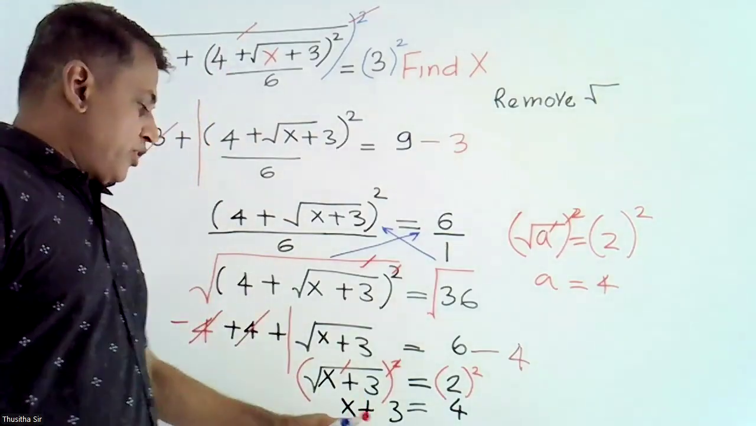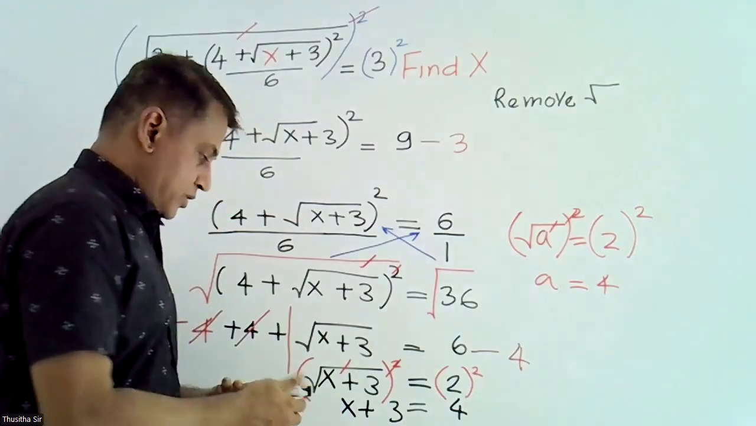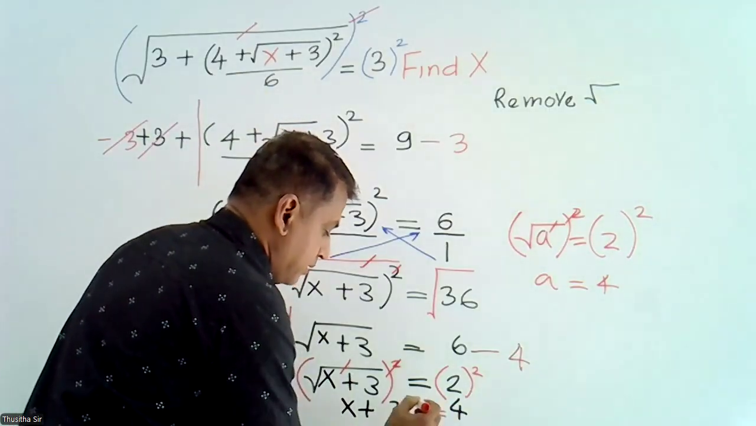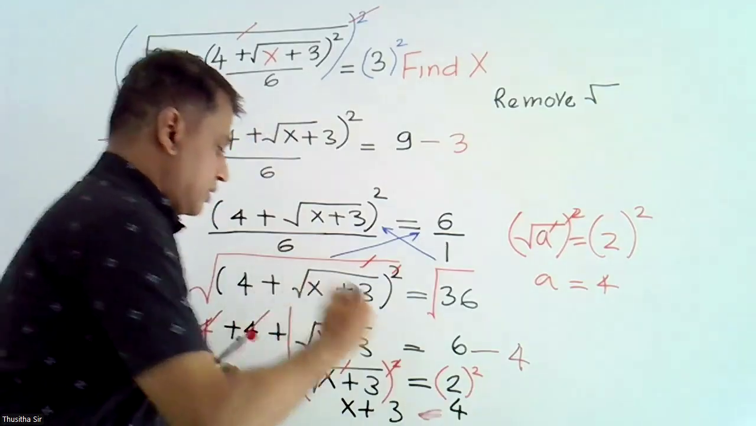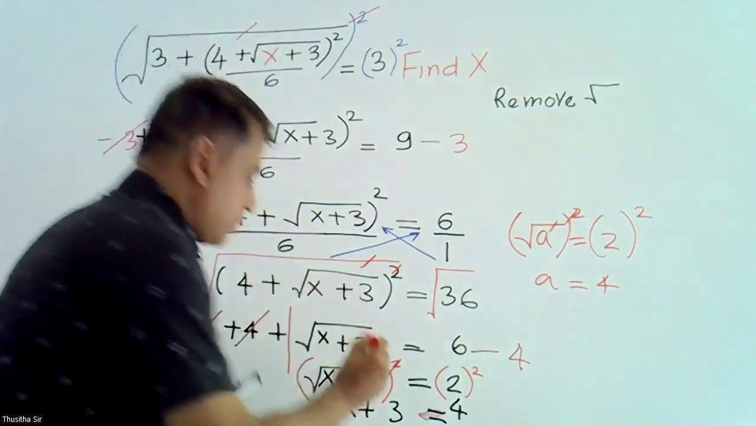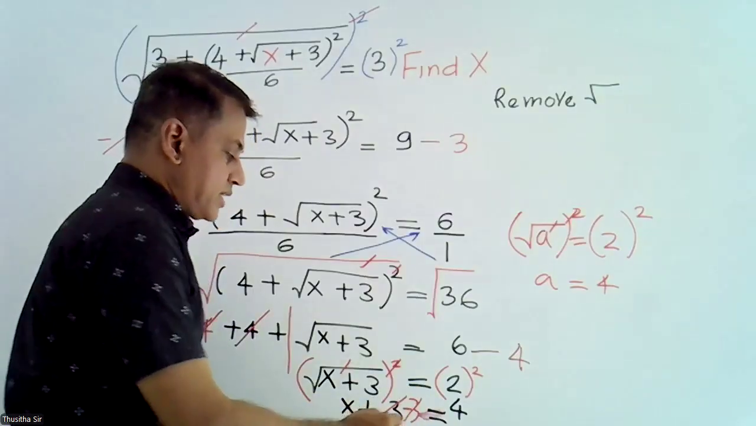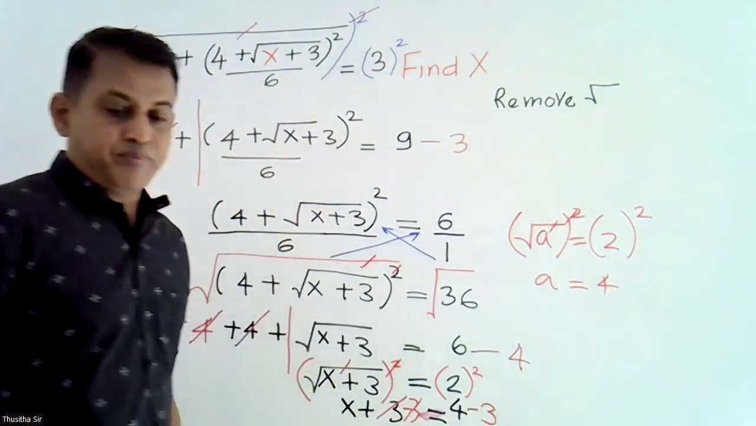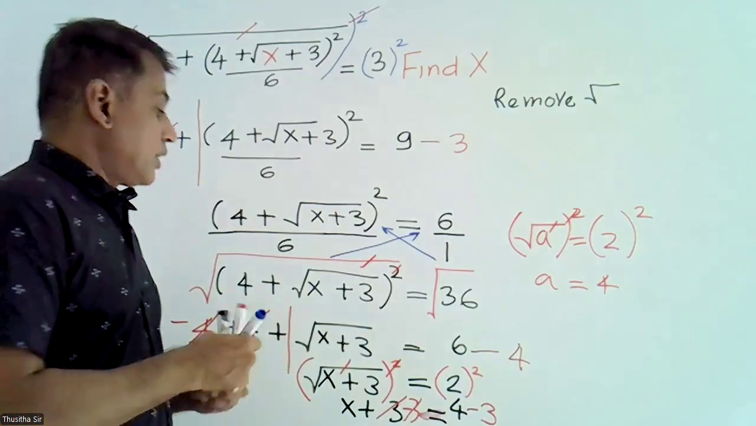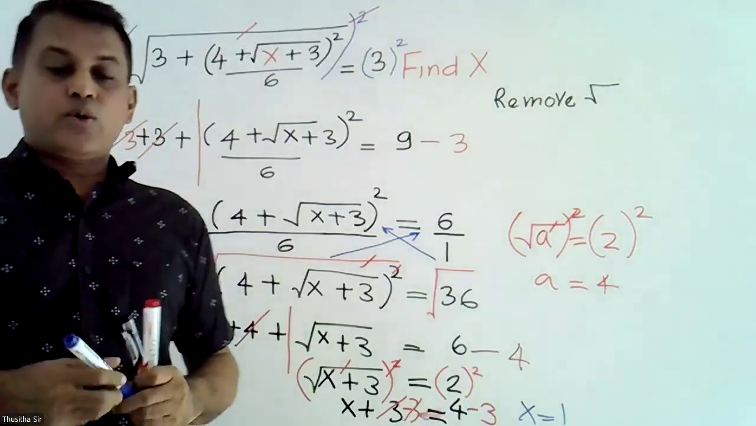Right? Now I want to remove 3 from this side. I can add minus 3 to this side to remove plus 3. So minus 3 and plus 3 get cancelled. What is left is x. And I should do the same for this side: 4 minus 3 is 1. Now the final answer: x equals 1.